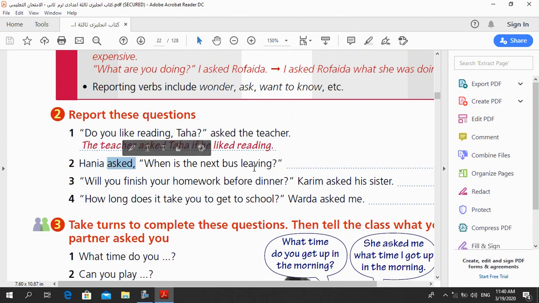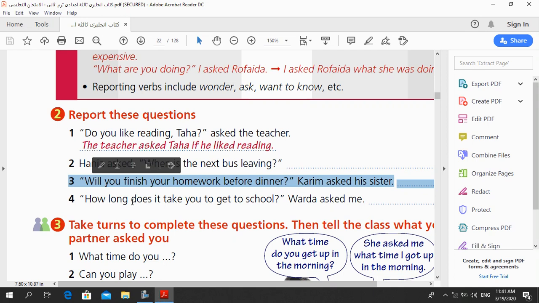Hania asked, when is the next bus leaving? So Hania asked, when the following bus. Next here will be converted into following. Why? Because maybe I'm reporting the speech 2 days after that day. So it's not going to be next, because next means what's coming after this one. No, I was talking about yesterday or 2 days before or last week. So the following bus. At that time, it was next. So when the following bus is or was. When the following bus was leaving. And of course, we'll remove the question marks, and we're going to remove the quotation marks or the speech marks.